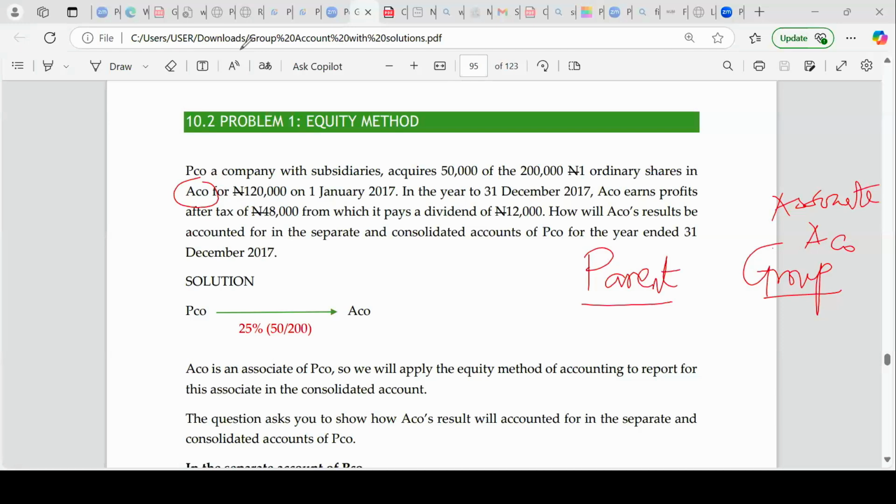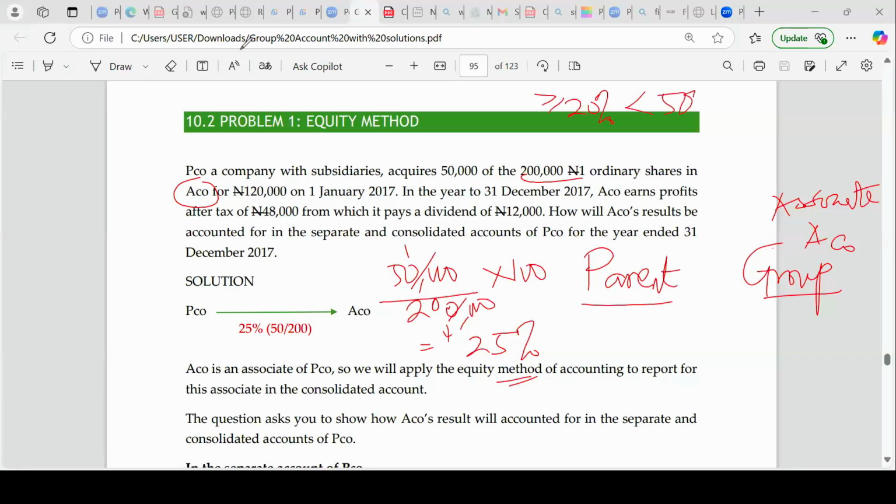First of all, let's determine what is the percentage holding. Percentage holding will be they acquired 50,000 shares out of the 200,000 shares, times 100. This is 1/4, and it should be equal to 25%. You will agree with me that 25% falls between the threshold of greater than or equal to 20%, but less than 50%. Now, should that be the case, then PICO's investment in ECO qualifies for equity method of accounting and not full consolidation, because this means that PICO has made an investment in associates.